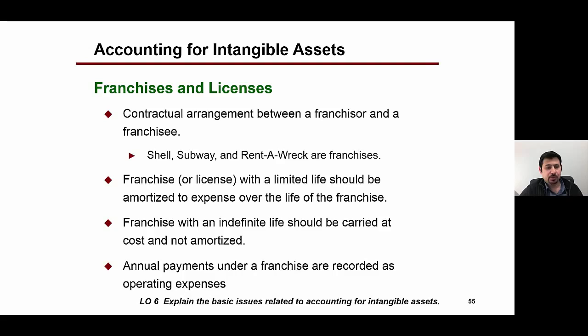If the franchise has an indefinite life, then it is always carried at cost and it's not amortized. Here, the annual payments later on that will be made to the franchisor will be recorded as operating expenses. So only the cost to acquire the original franchise or license will be recorded under franchise or license.